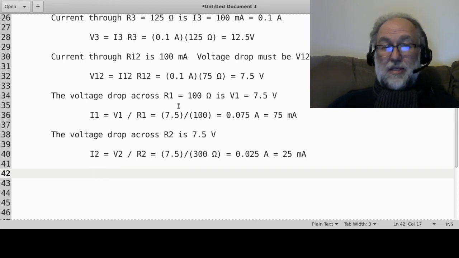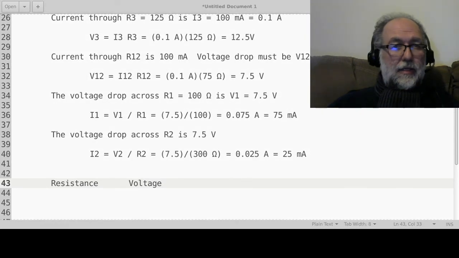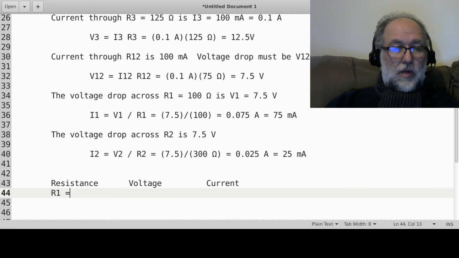It doesn't look like we're done because the information is scattered everywhere, but we're done because I can write resistance here. I'll make a little chart here, voltage here, and current here, like that.